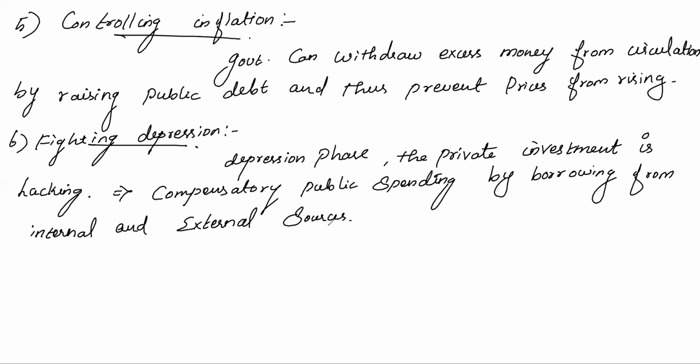டிப்ரெஷன் காலங்கள்ல நம்முடைய பிரைவேட் இன்வெஸ்ட்மெண்ட் ரொம்ப லேக்கிங்கா குறைவா இருக்கும். அதை ஈடுகட்ட அரசு இன்டர்னல் அண்ட் எக்ஸ்டர்னல் சோர்சஸ் மூலமா கடனை வாங்கி மேற்கொள்றாங்க. ஓகே, தட்ஸ் ஆல். அதான் fighting depression. Next one, methods of redemption of public debts.